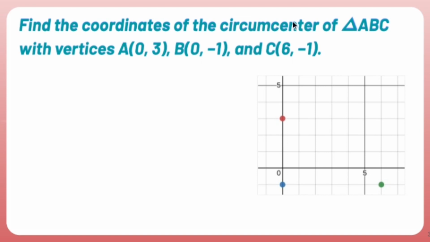Find the coordinates of the circumcenter of ABC with vertices A (0, 3), B (0, -1), and C (6, -1). Well, let's just pretend that we have a nice little triangle here. So I'm going to draw the triangle.